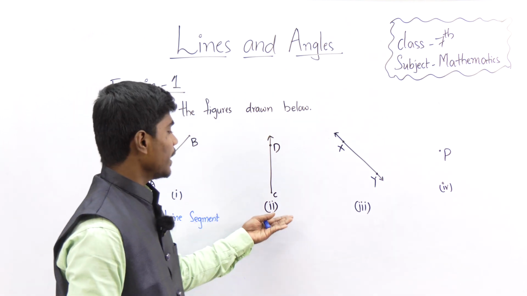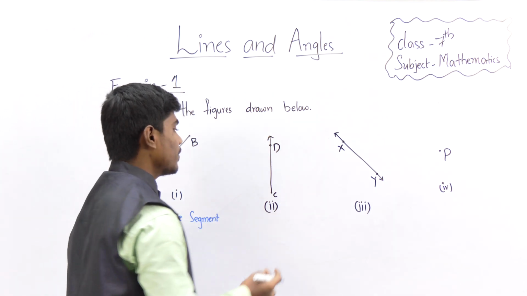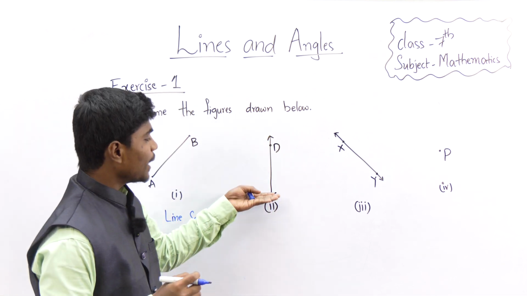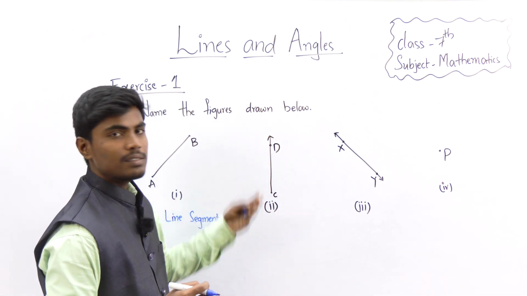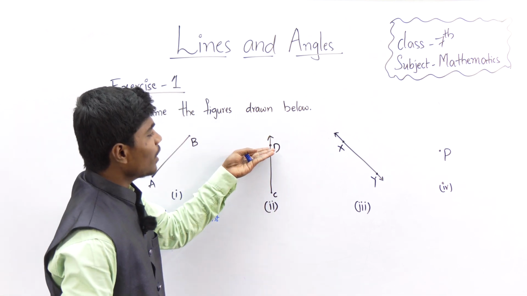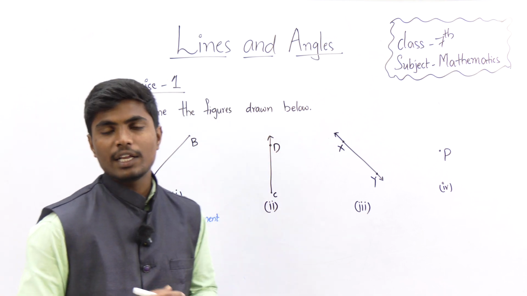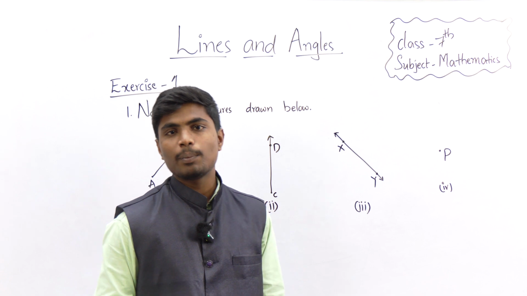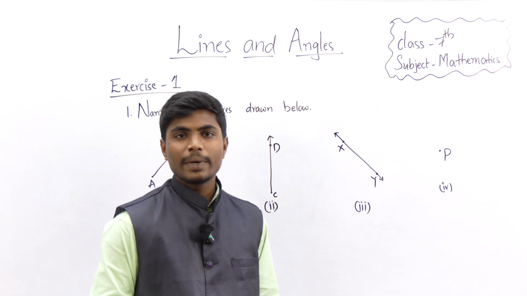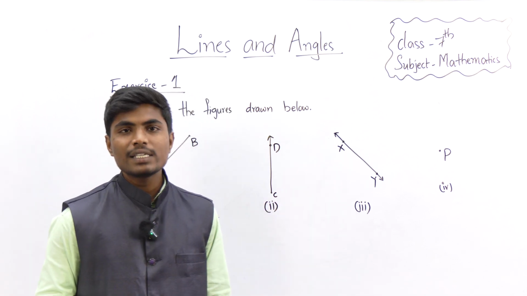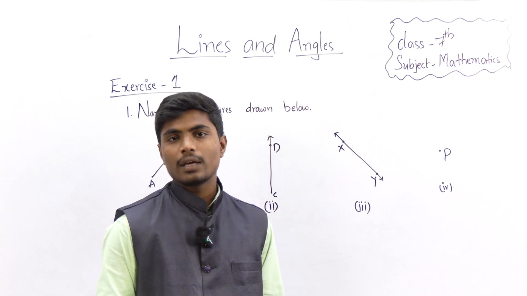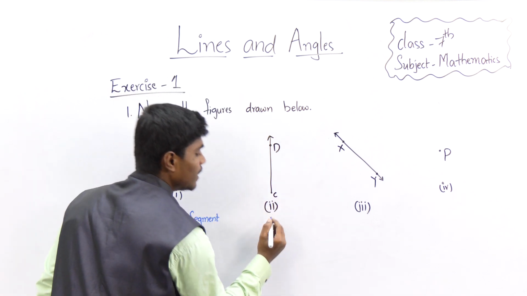In the second one we have 2 points, point C and point D. At point C the line is starting, and at point D the line is continuous. This line has only one end point, which is point C. The line which has only one fixed end is known as a ray. So this is a ray.